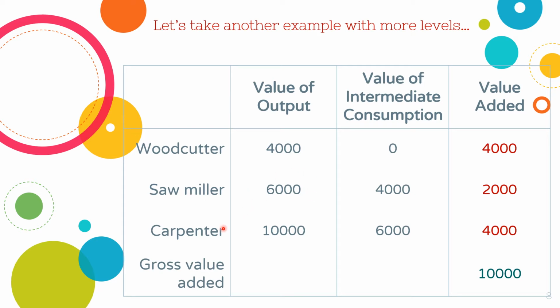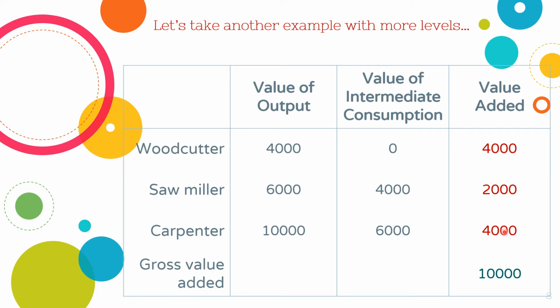So for the carpenter, the planks of wood cost 6,000, and so that becomes the value of intermediate consumption for the carpenter. He assigns a value of his final piece of production as 10,000. So the value of his output is 10,000. The value of his intermediate consumption is 6,000. So 10,000 minus 6,000 is 4,000.